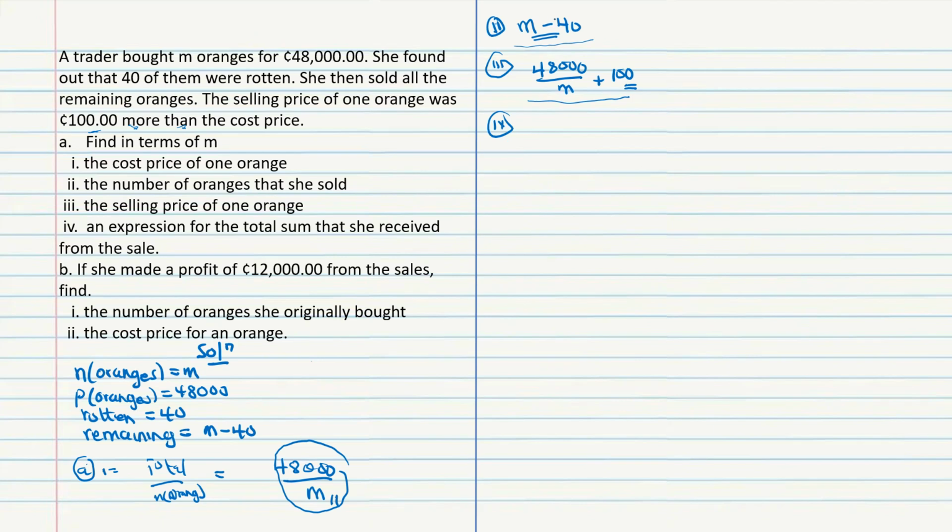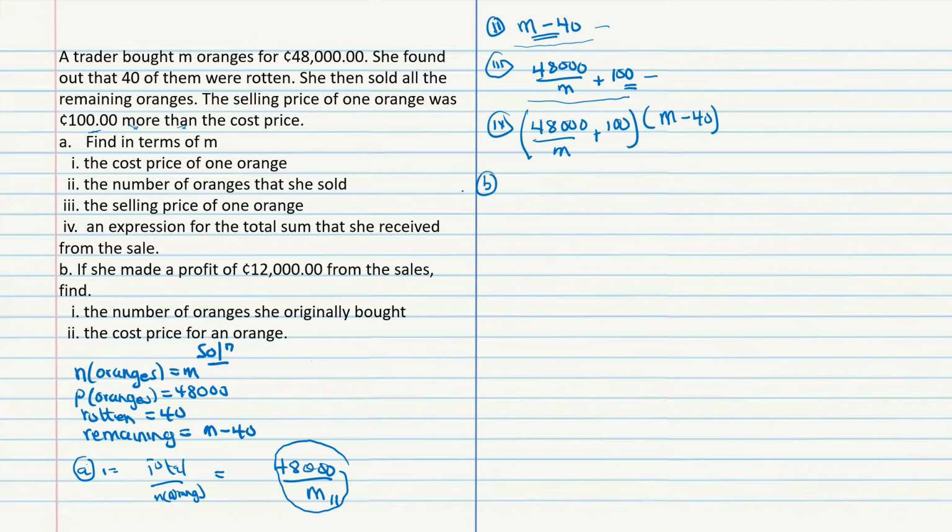So this is the number of oranges here, and this is the price for each of them. So in this case, it will be 48,000 all over m plus 100 as the selling price, times the number of oranges I had on here, m minus 40. So that is it. We are done with the first one.